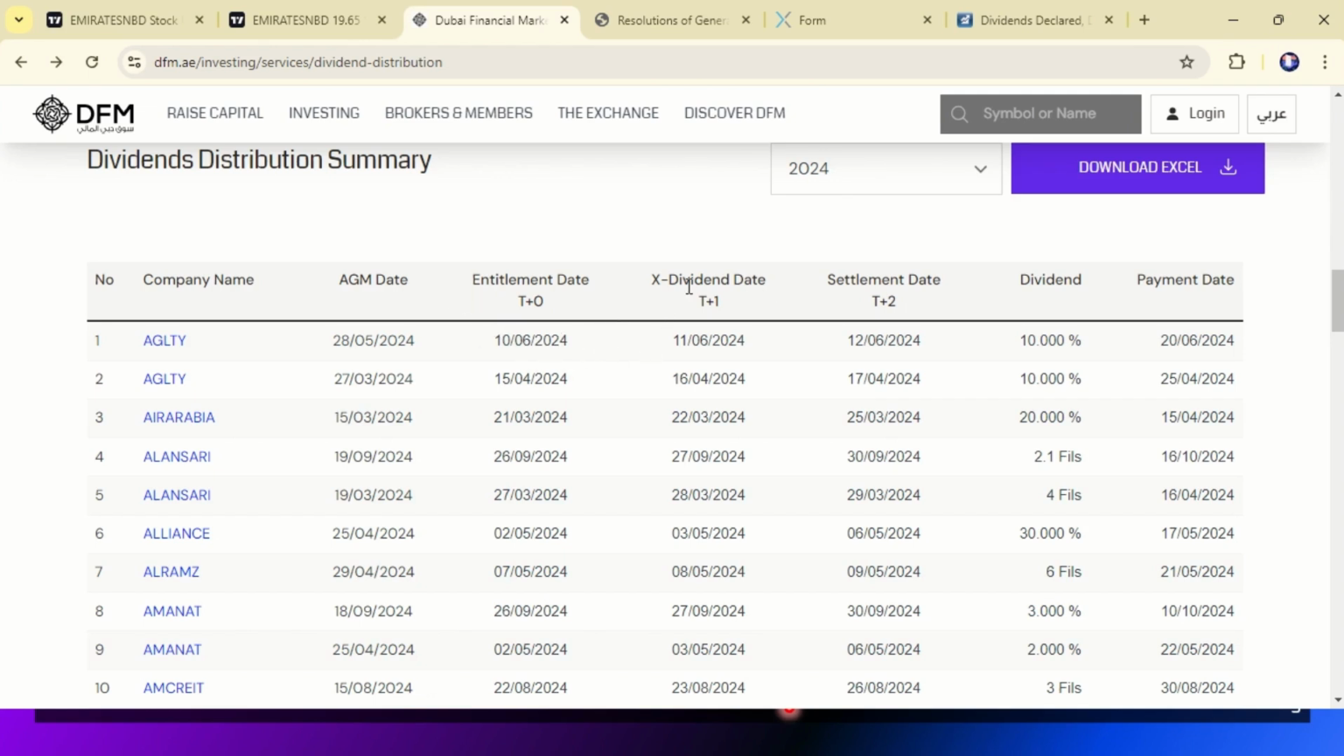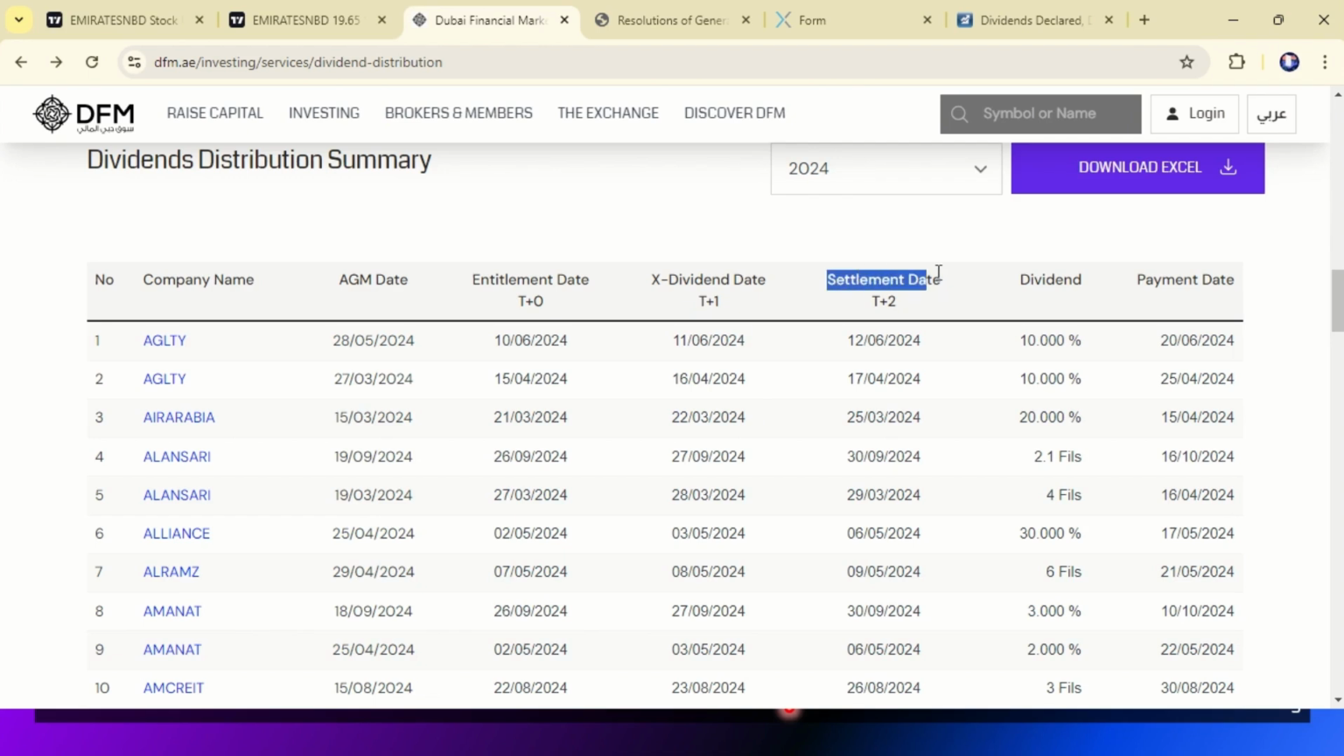And ex-dividend date is T+1, and from here it's available for settlement date. Ex-dividend date I already mentioned. If you're purchasing on this particular date, you are not eligible to get the dividend. And T is mentioned for trade day, when you are doing the trade. That is what is mentioned here, either buy or sell. That is the trade day, mentioned as T.